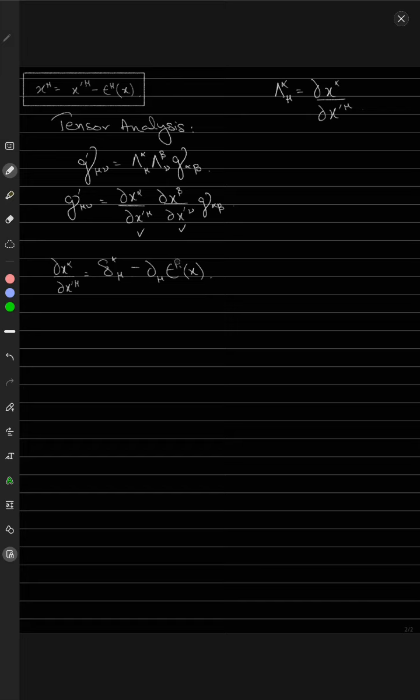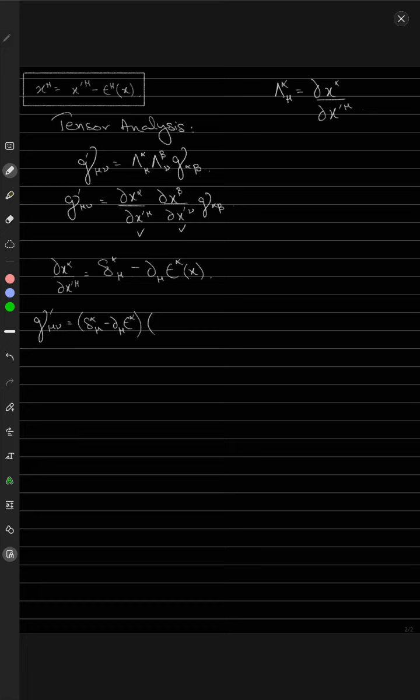Let's write it this way. We have to always take care of our indices, right? So let's write alpha over here, because we are applying partial x alpha. All right, that's this. Similarly, you can compute this other derivative as well. Putting these back into your equation, this gives you g prime mu nu, where the first factor is delta alpha mu minus partial mu epsilon alpha. And then the second one you'd compute in the same way.